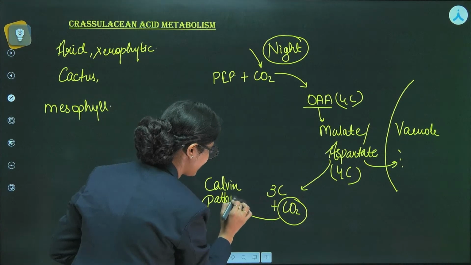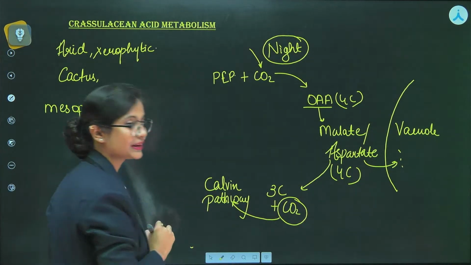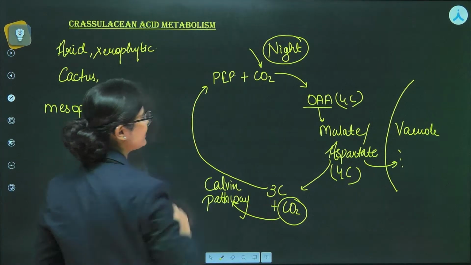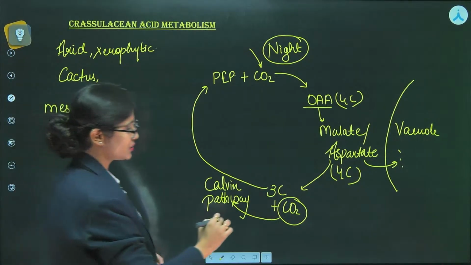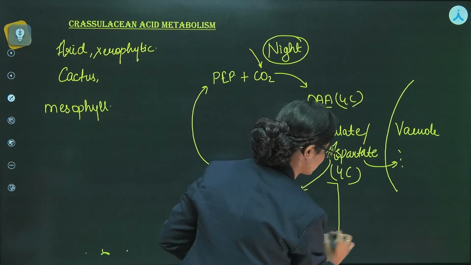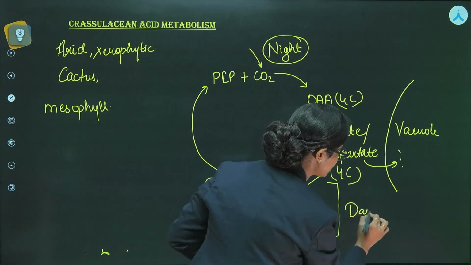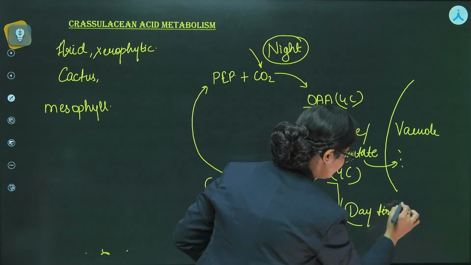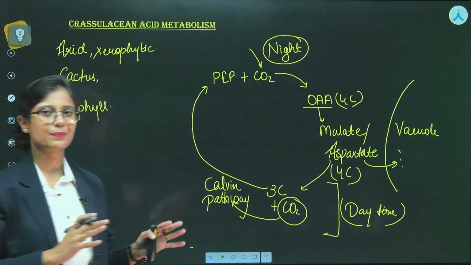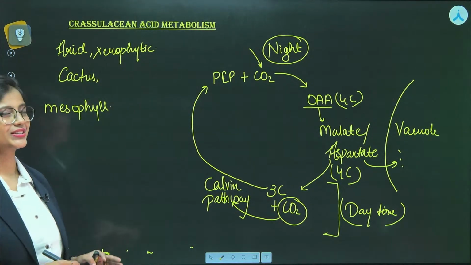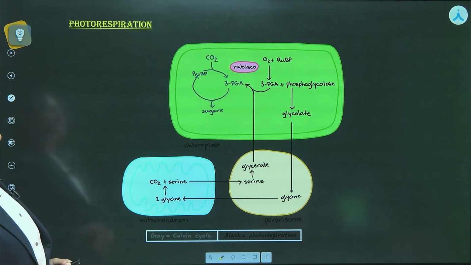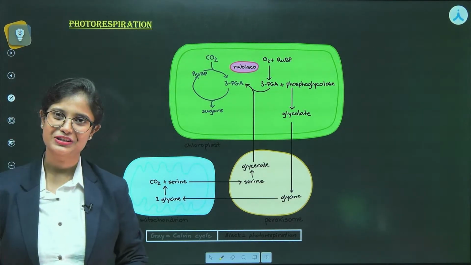So here our carbon dioxide is assimilated, and this 3 carbon compound will regenerate the PEP. So this process, the Calvin cycle, is actually taking place in the daytime. So this is the temporal separation of carbon dioxide fixation in the CAM plants. Now let's move ahead. Photorespiration.